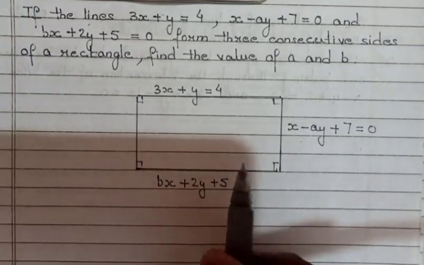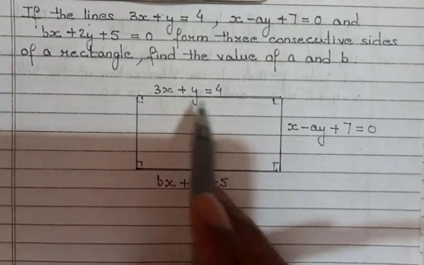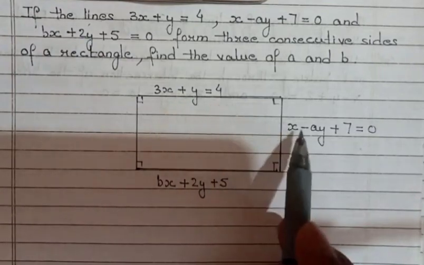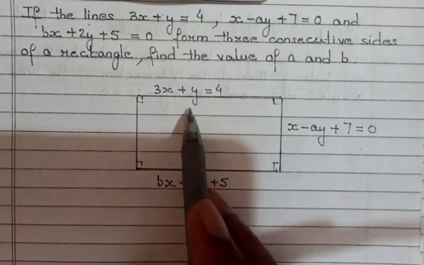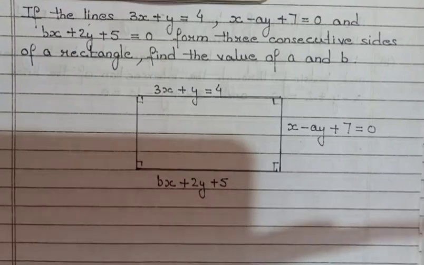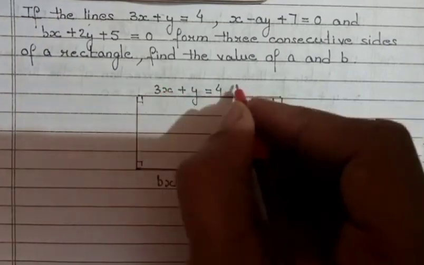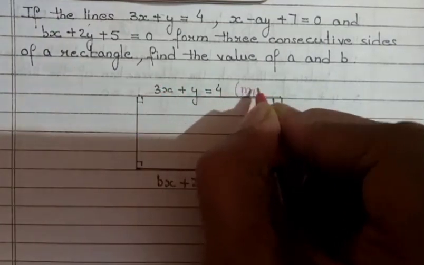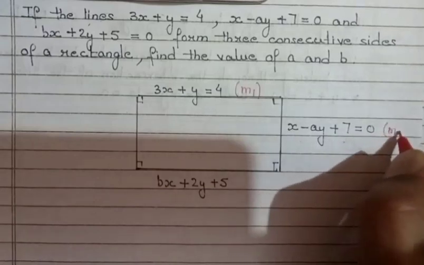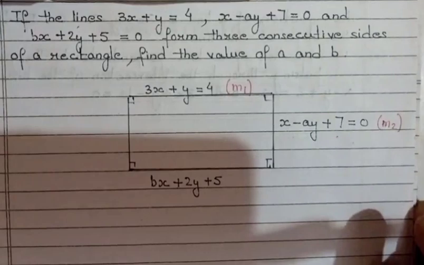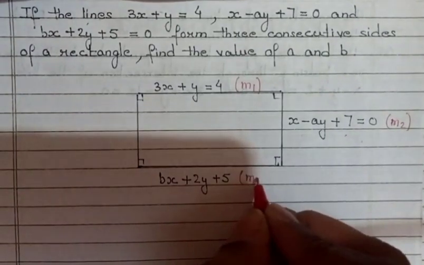Now if you see the diagram, you will find that the first and the second line, these two lines are perpendicular. First and the third one, they are parallel lines. So what we will do, we will mark the slope of these lines. The first line slope, we can mark as m1. Slope of the second line, we can mark as m2, right? And the slope of the third line, we can mark as m3.